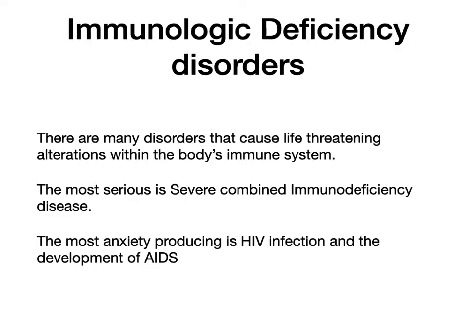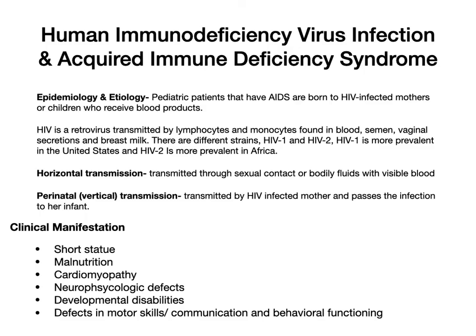Immunodeficiency disorders. There are many disorders that cause life-threatening alterations with the body's immune system. The most serious is severe combined immunodeficiency disease, and the most anxiety-producing is HIV infection and development of AIDS. HIV and AIDS. Pediatric patients that have AIDS are born to HIV-infected mothers or are children who receive blood products. Horizontal transmission is through sexual contact or bodily fluids with visible blood, and perinatal transmission is when HIV-infected mothers pass the infection to their infants. Clinical manifestations include short stature, malnutrition, cardiomyopathy, neuropsychiatric defects, developmental disabilities, and defects in motor skills, communication, and behavioral functioning.